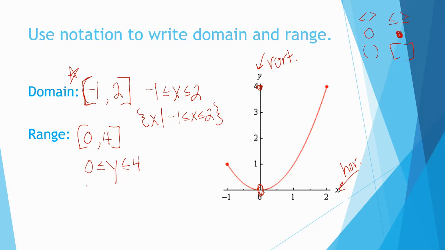And then last but not least, let's do set notation. So I'm going to start with my bracket, y such that y is greater than or equal to 0 and less than or equal to 4. And there we go. Okay, those are your different notations.